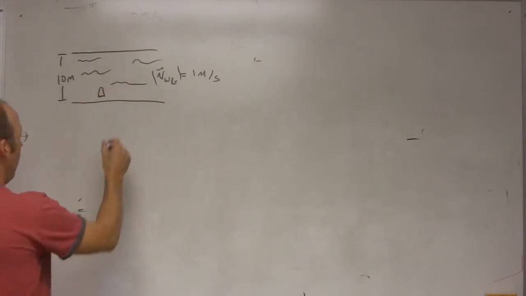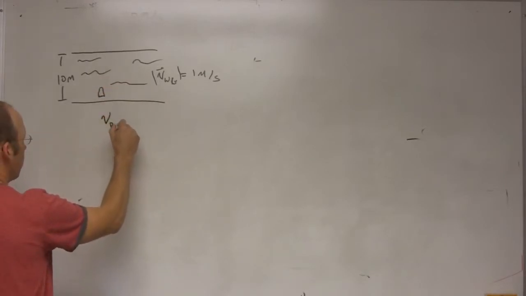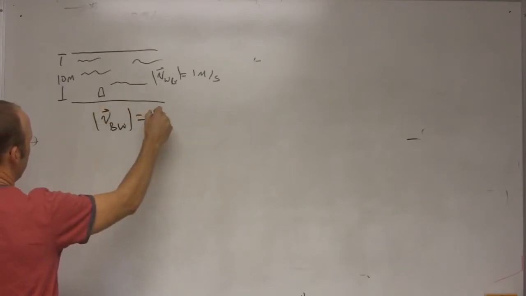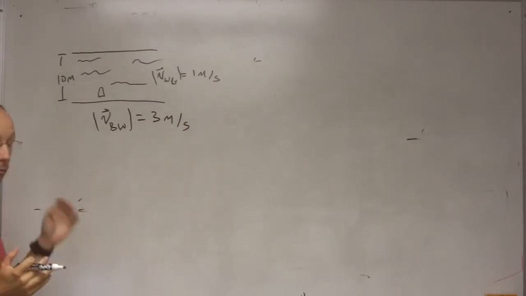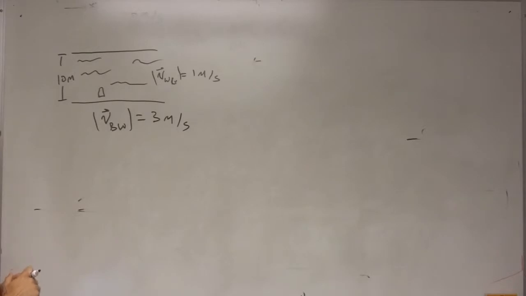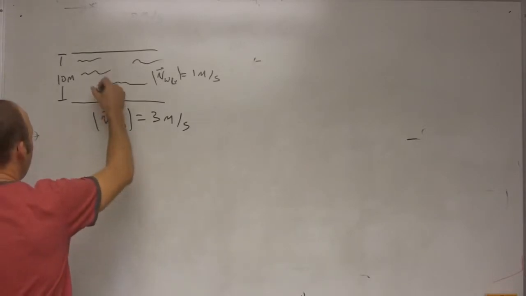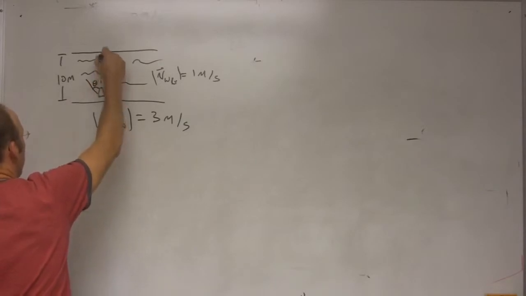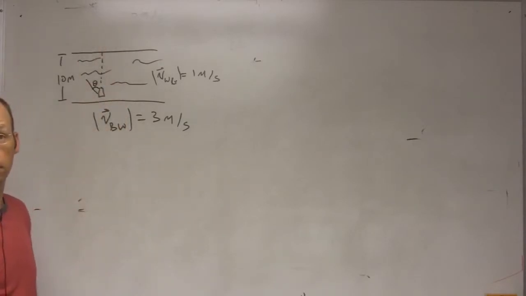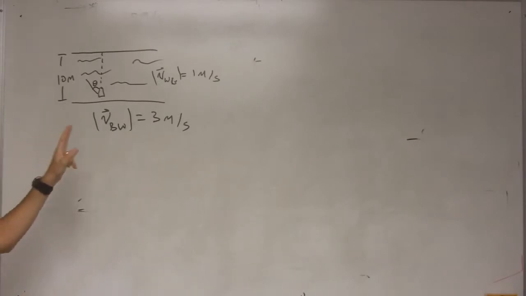Now you have a boat. That's my boat. And the velocity of the boat with respect to the water has a maximum velocity of, let's say, 3 meters per second. And so the question is, how would I have to aim, at what angle, so that I would travel straight across the river? That's the question.